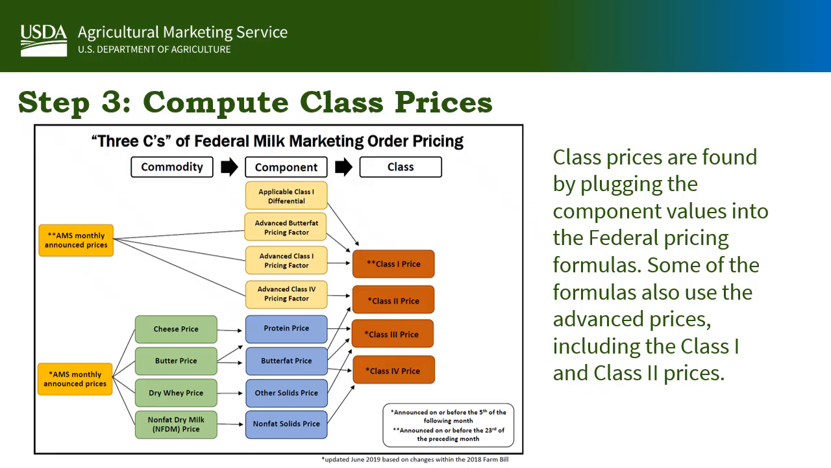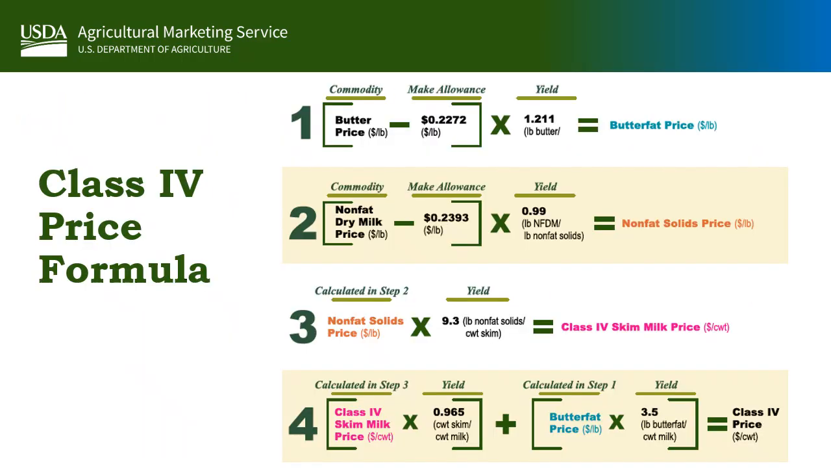Butter and non-fat dry milk are both Class 4 products, so the butter price is used to find the butterfat price, which is the primary component of butter. And the non-fat dry milk price is used to find the non-fat solids price, which is the primary component of non-fat dry milk. The butterfat and non-fat solids prices both plug into the Class 4 price formula. Let's see this worked out with some numbers. Here's the template we will follow.